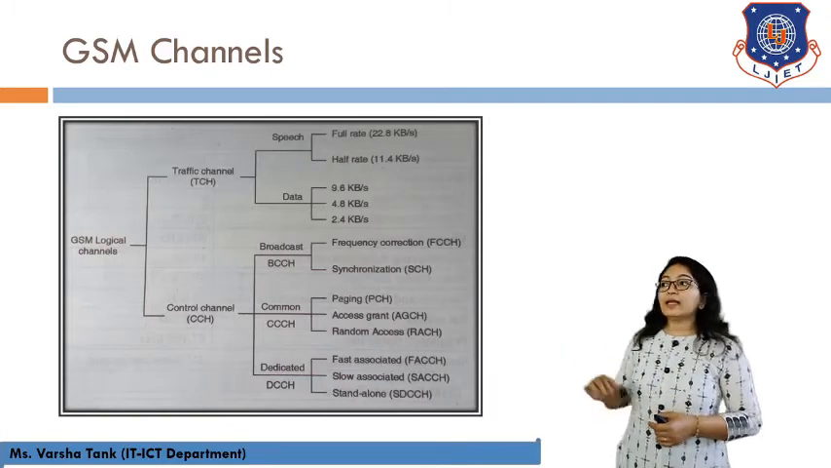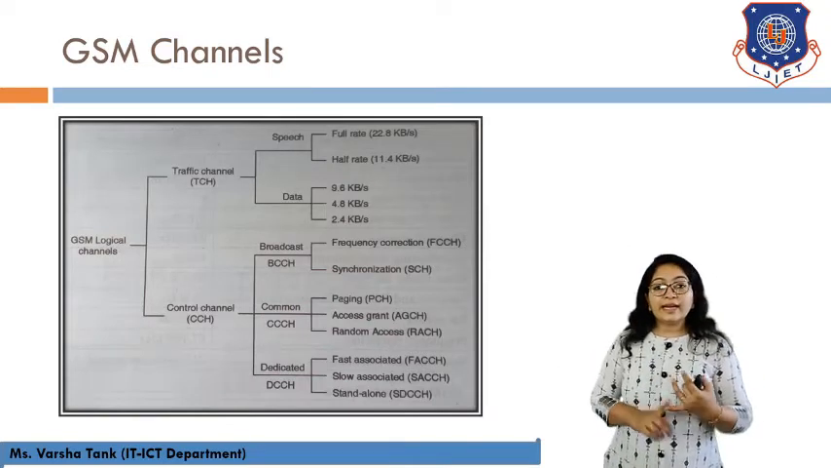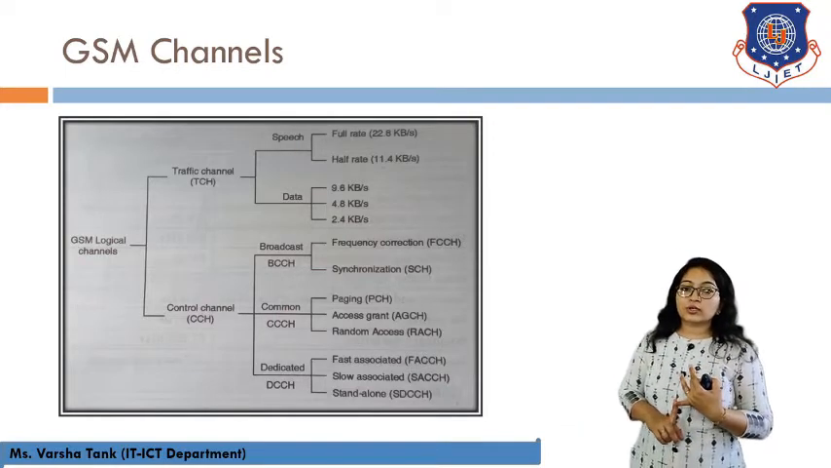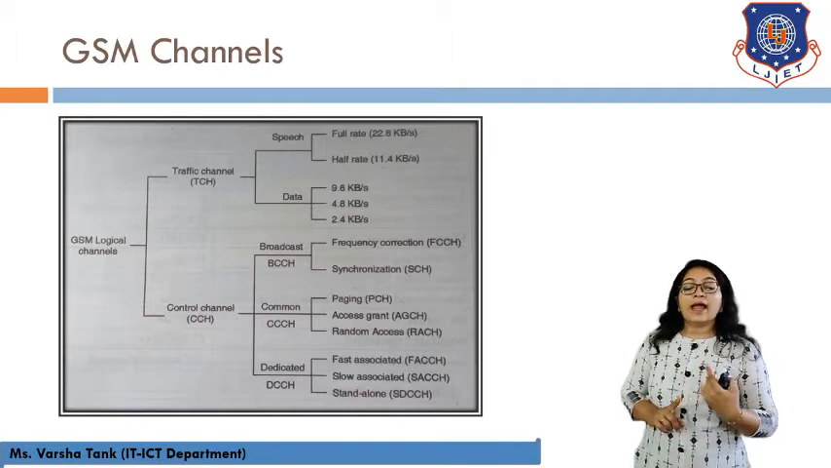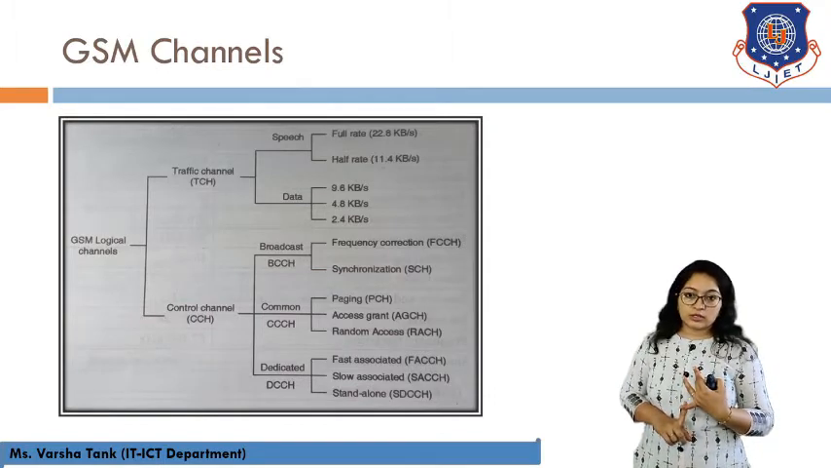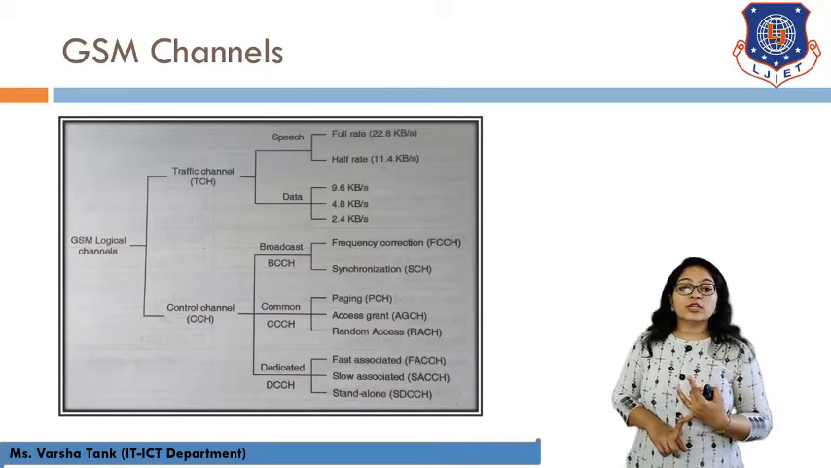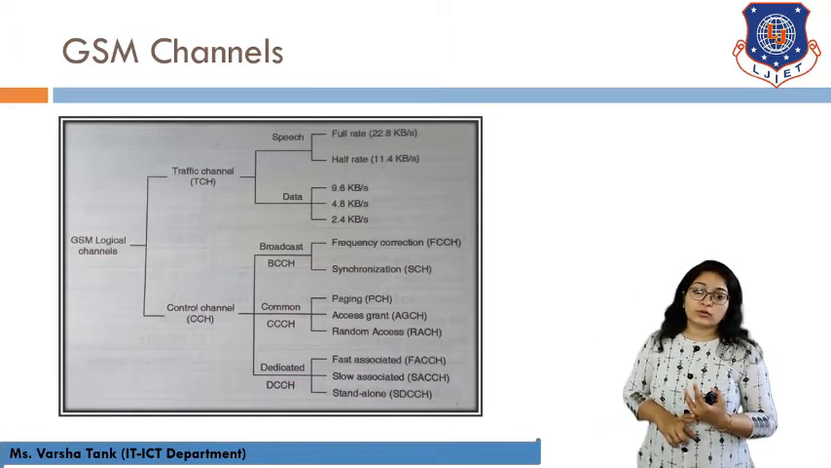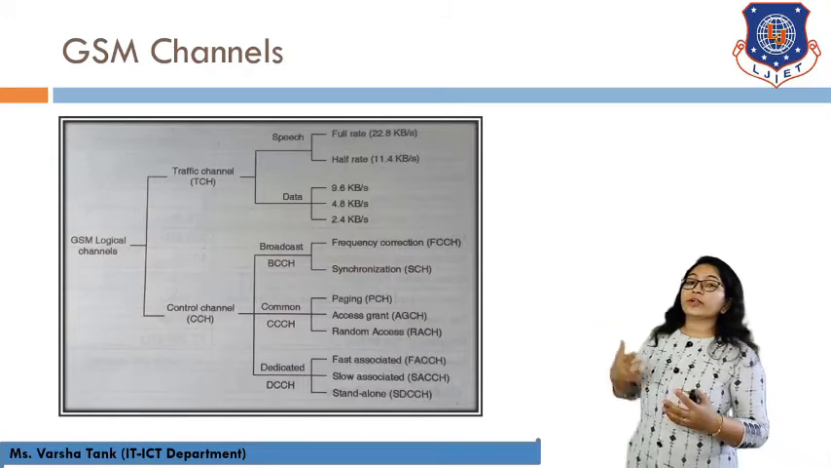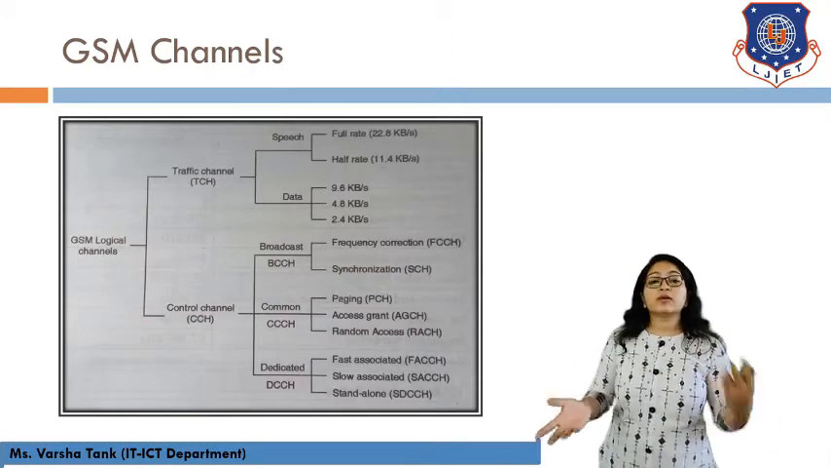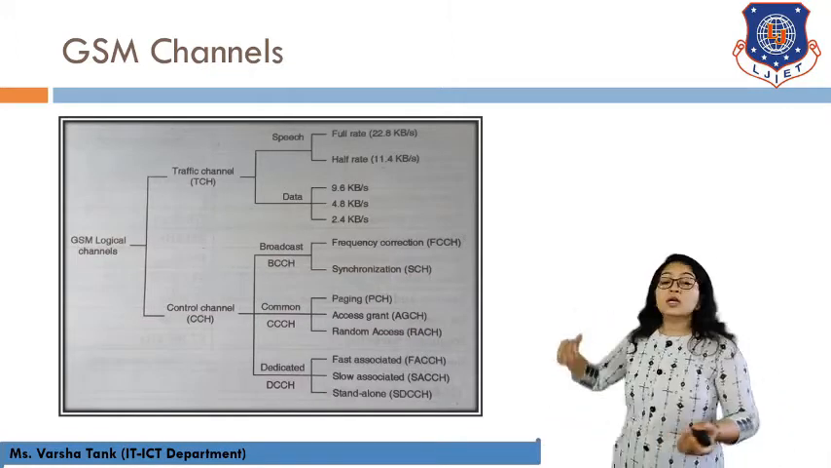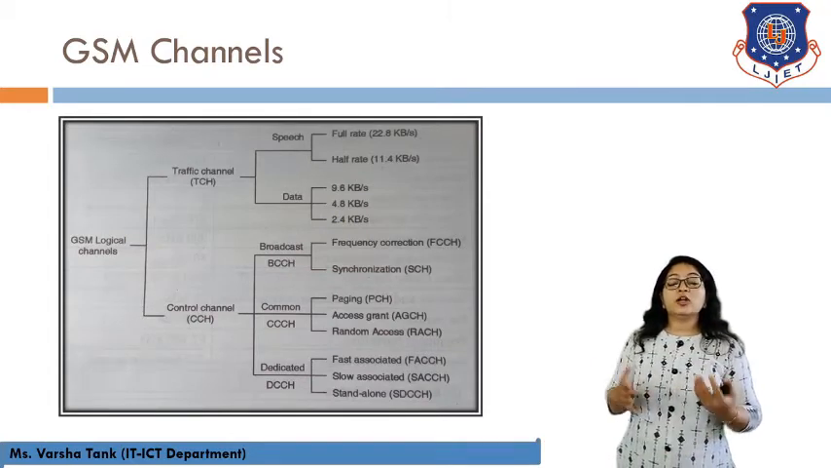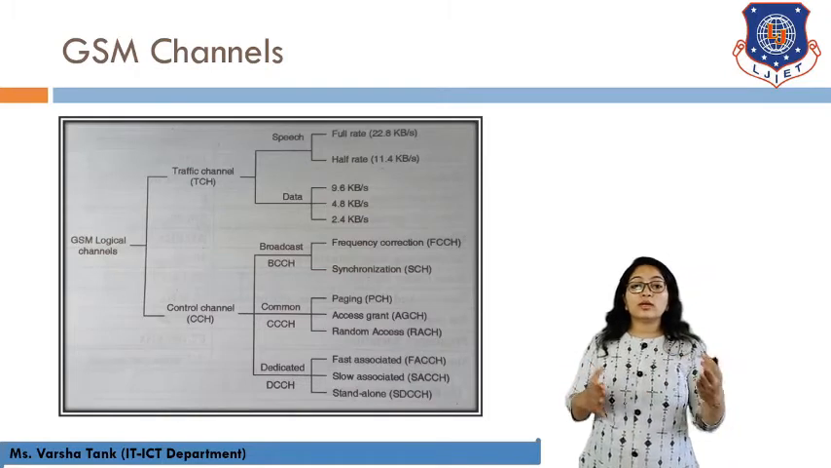Okay, now next is the dedicated control channel. In the dedicated control channel, there is the fast associated channel, the slow associated channel, and the standalone dedicated control channel. Fast associated channel: when the communication is very fast, at that time you can use the fast associated control channel. When the communication rate is slow, the transmission or receiving rate is slow, at that time you can use the slow associated control channel.